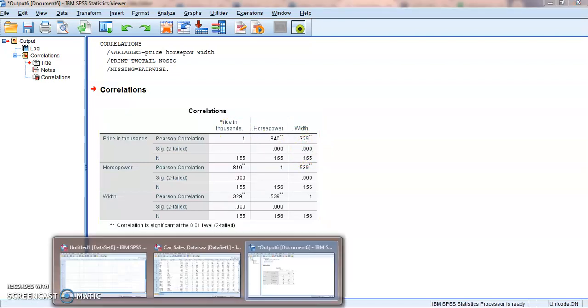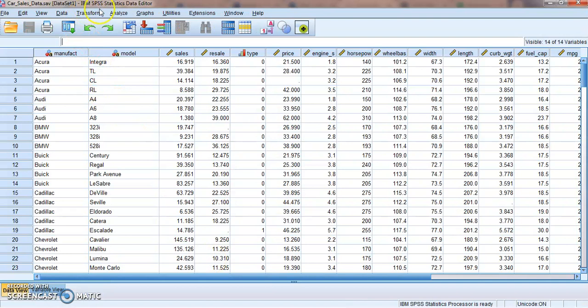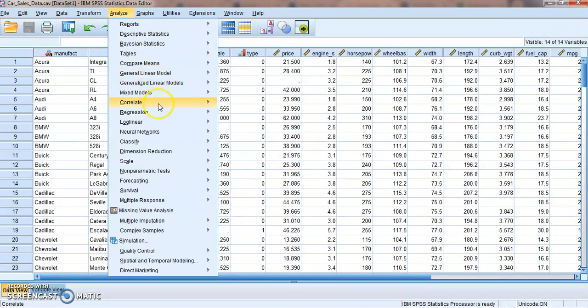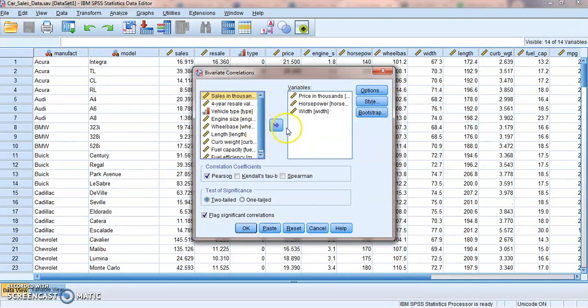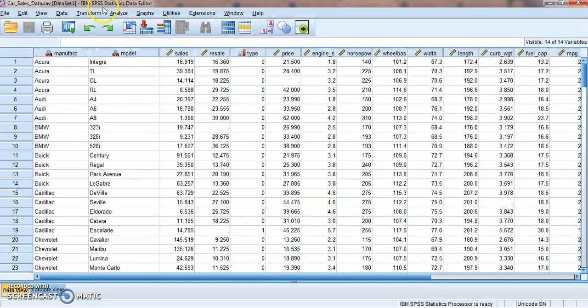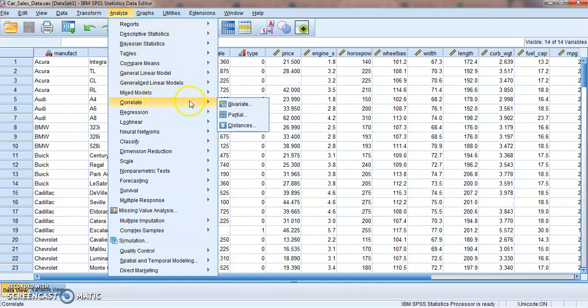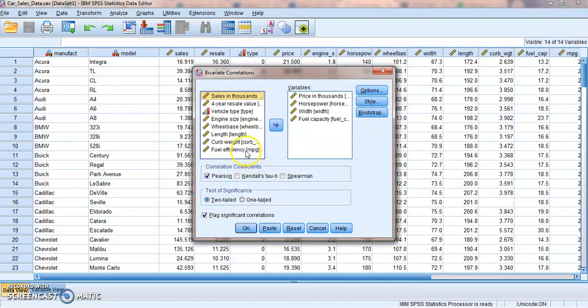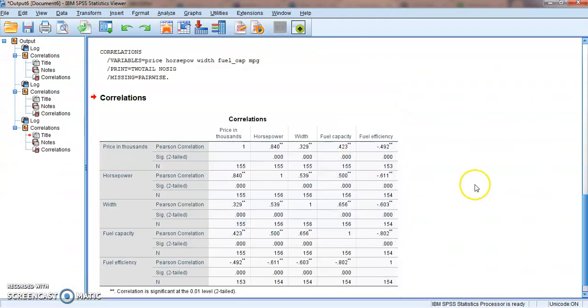If we run something else, let's try to get a correlation that's probably not going to be significant. Let's throw fuel capacity in there and see what that does. That's got to be a little bit of an odd man out. But no, that's significant too. That's just fabulous. Let's try one more. We'll do fuel efficiency, because this is early 90s data, so nobody cared about fuel efficiency back then. And yes, all of these are significant too.